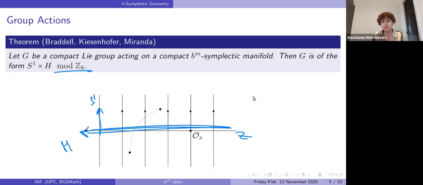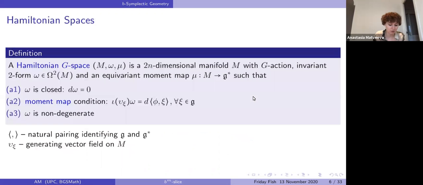Okay, so once we have this, the only missing element for our business is the moment map. Let me first remind the definition of usual Hamiltonian spaces to see what we need for the singular case. We call a Hamiltonian space a symplectic manifold together with a moment map that maps from the manifold to the Lie algebra dual. Then the moment map condition is that the contraction of the form with the fundamental vector field is exact.